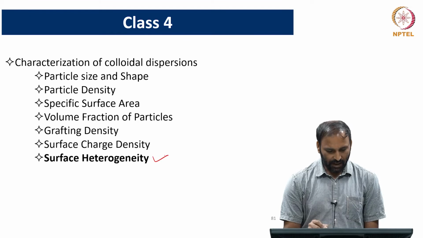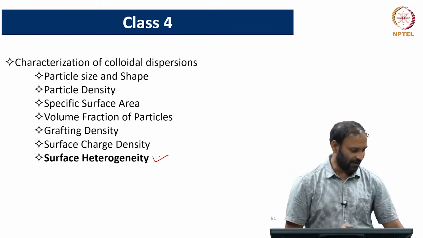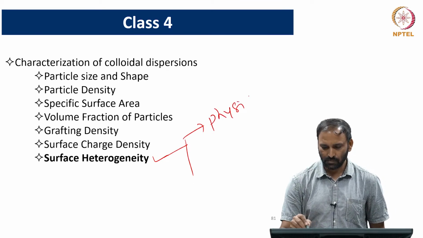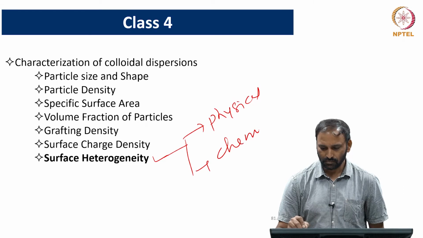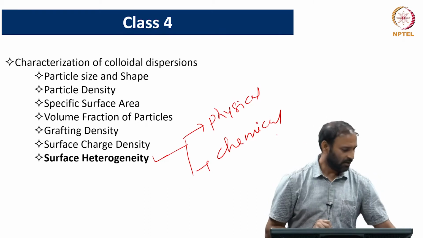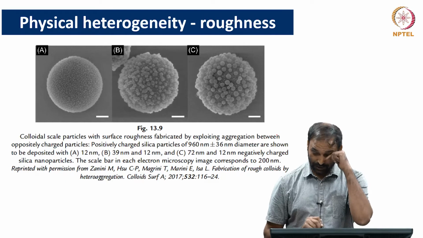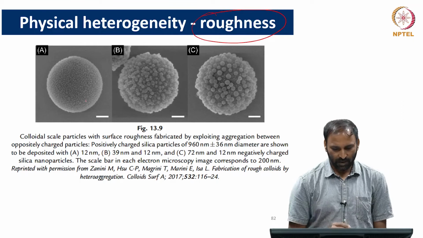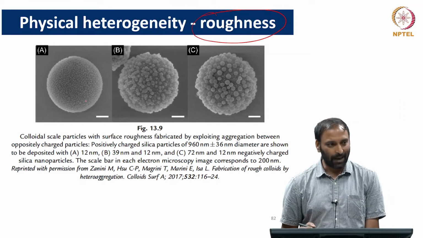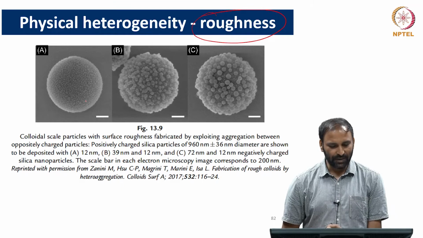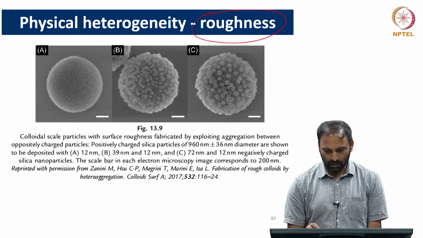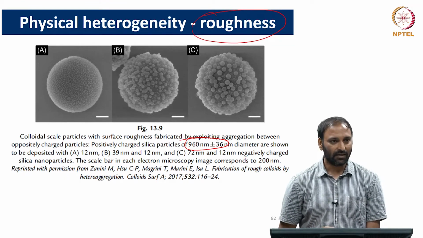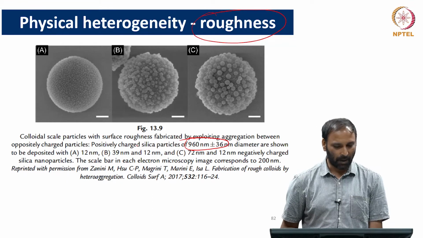The last parameter is surface heterogeneity. I have mentioned that there are two types of heterogeneity, a physical and a chemical heterogeneity. An example of a physical heterogeneity is particles that are rough. What you are looking at is a nice example where they have taken 960 plus or minus 36 nanometer size particles, large particles.